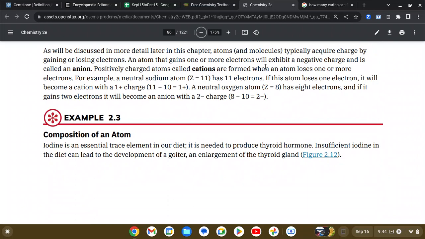For example, a neutral sodium atom, Z equals 11, has 11 electrons. If this atom loses one electron, it will become a cation with a 1 plus charge: 11 minus 10 equals 1 plus. A neutral oxygen atom, Z equals 8, has 8 electrons, and if it gains 2 electrons, it will become an anion with a 2 minus charge: 8 minus 10 equals 2 minus.